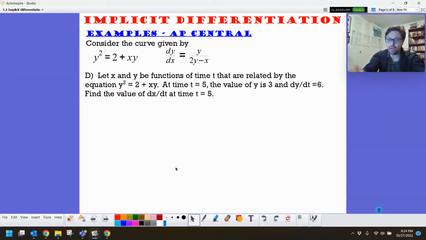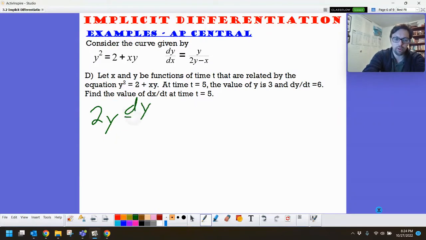So this y squared, when we find the derivative of that thing, just like before, we would get 2y, and then we would do implicit differentiation and we would get a dy, but we're looking to find the derivative with respect to t and not x. So then we find the derivative of 2, that is still 0.